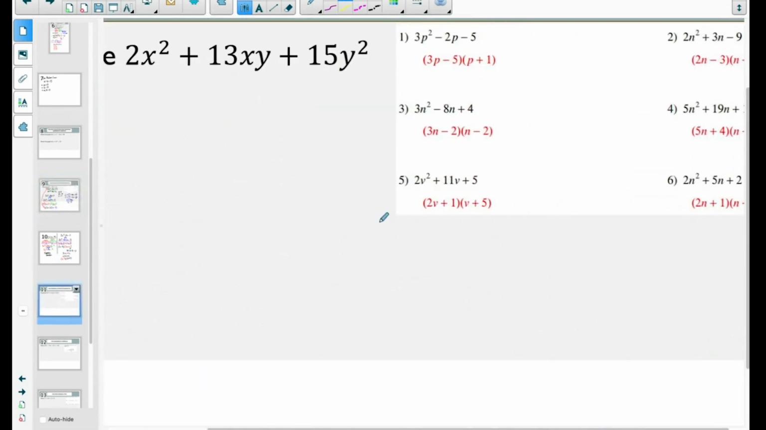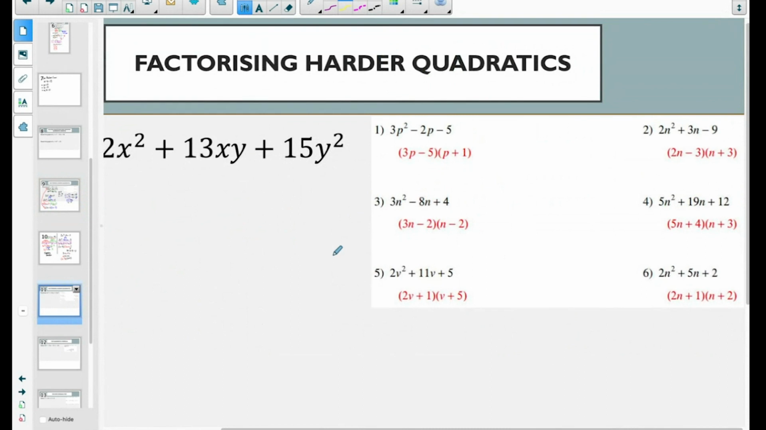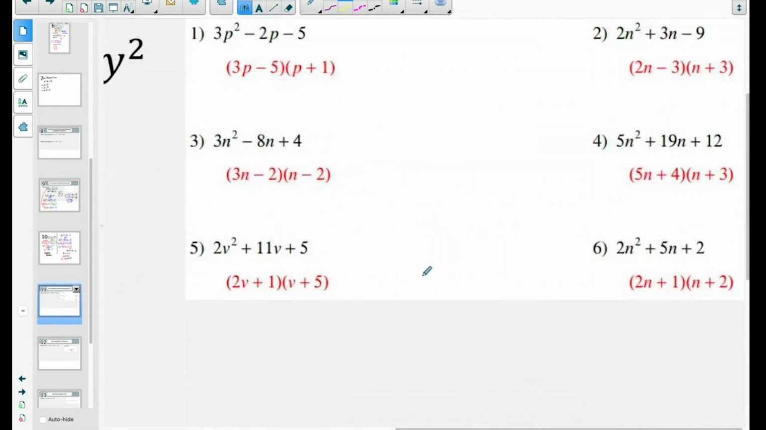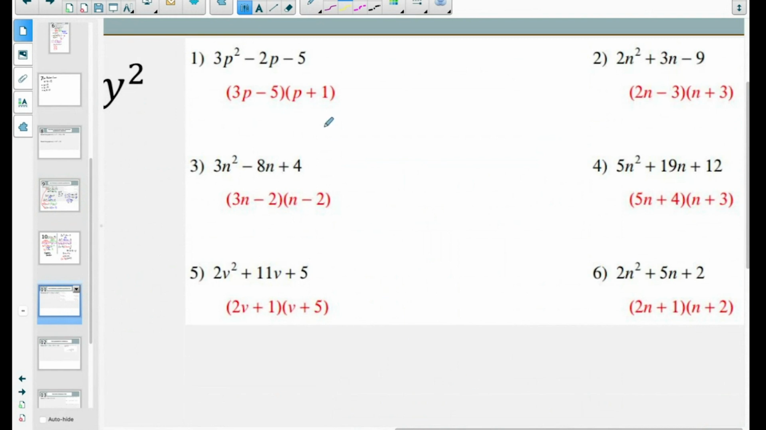Here are the answers. If you want to quickly take a look at these, I will zoom in just a little bit more so you can see the answers. So remember, we're factorizing, we're breaking down these polynomials, or rather this trinomial, into a product of two or more factors. So 3p minus 5 is a factor, p plus 1 is a factor, okay? And then maybe we'll look at question number 3 together really quickly, okay?